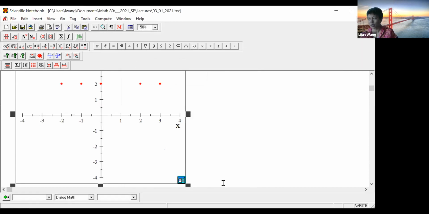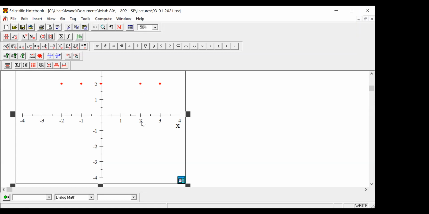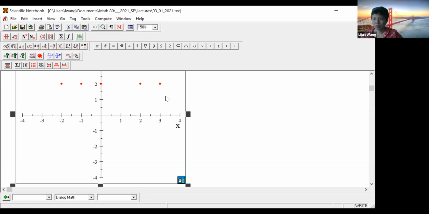All these red dots, you guys see that? For the input of 0, the output is 2. Input 0 is here. For input 2, the output is 2. For example, for input 3, the output is 2.